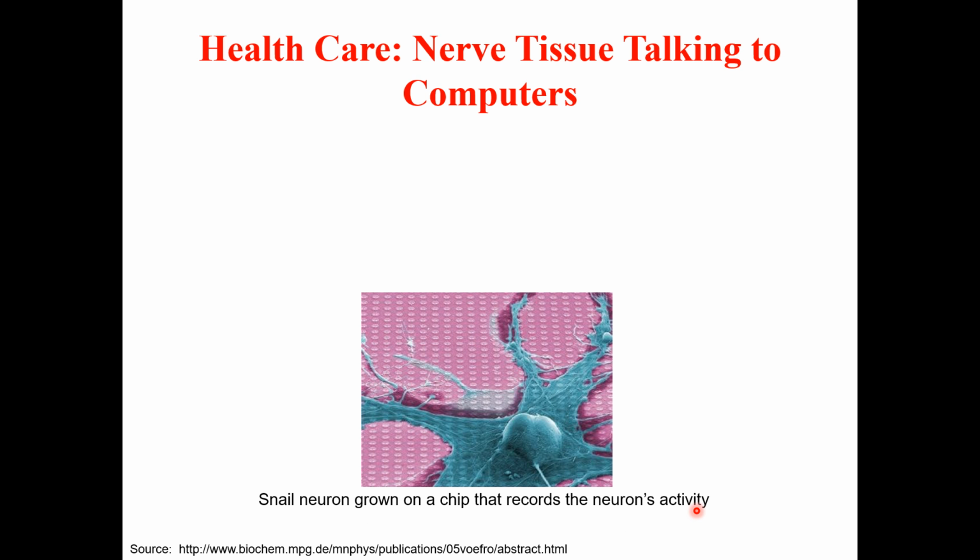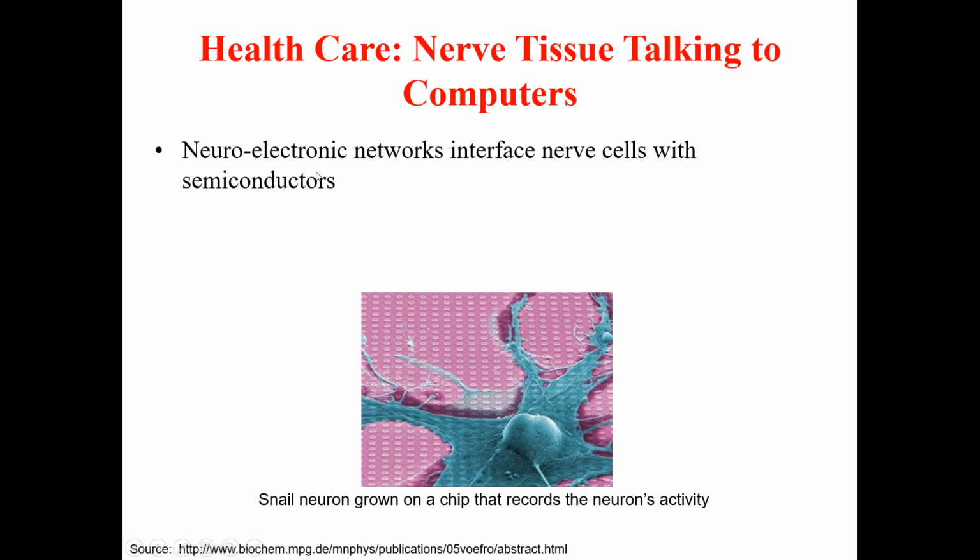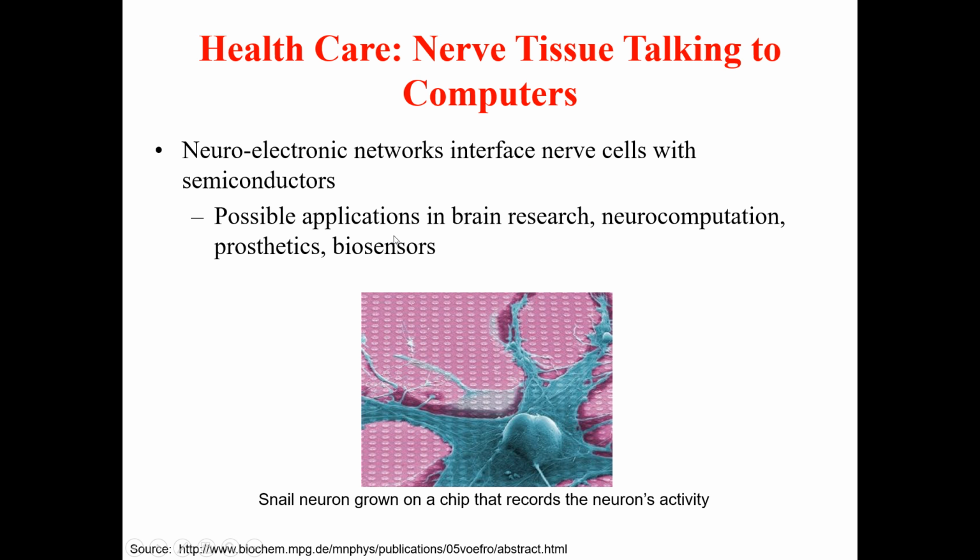that record the neurons' activity. So that is an example of this particular purpose. Neuroelectronic networks interface nerve cells with semiconductors. So the application of this is that when we have a neuroelectronic network, that network interfaces nerve cells with the semiconductors. As a result, we have possible applications in brain research, neurocomputation, prosthetics and biosensors. This is the main possible application of this concept.